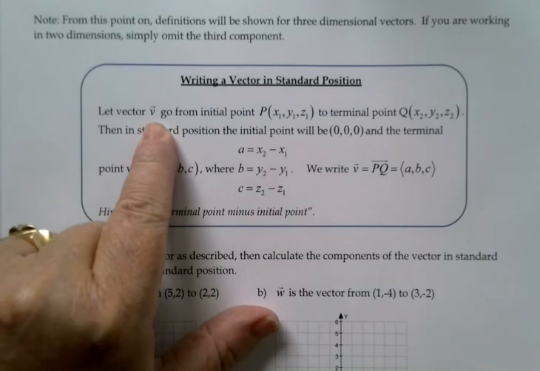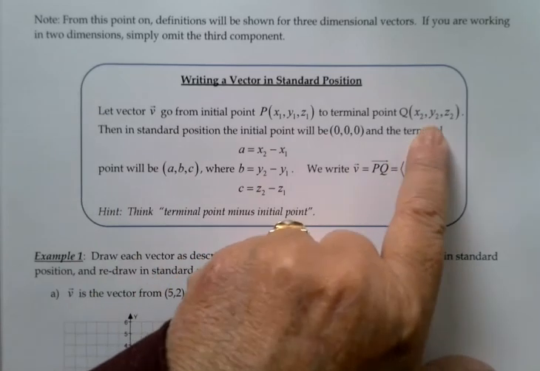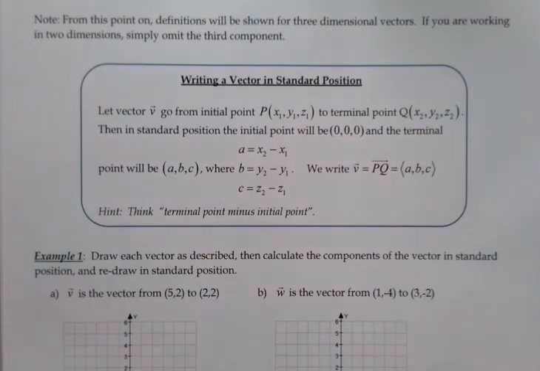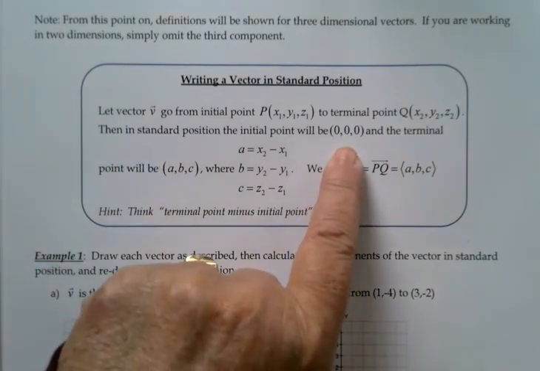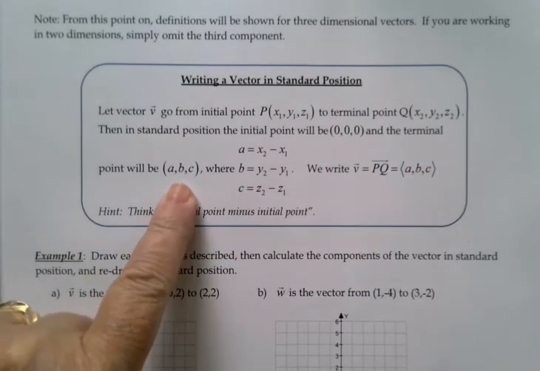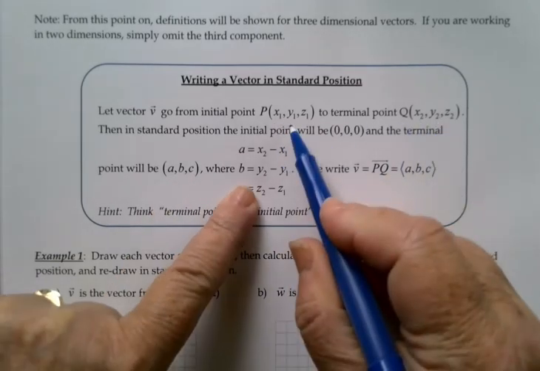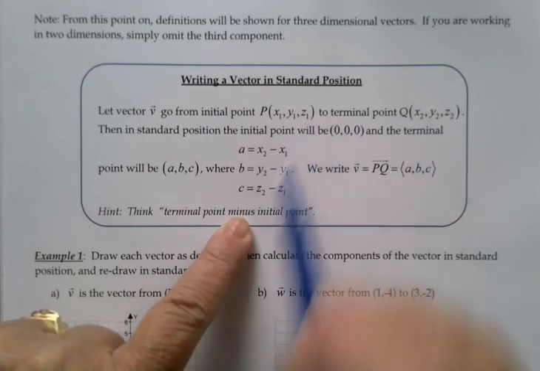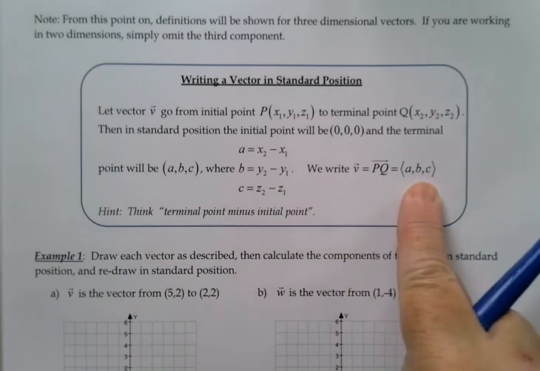So here we go. Let's suppose our vector v is a vector that goes from the initial point P to the terminal point Q. In standard position, of course the initial point is 0, 0, 0. That's what standard position means. And to find the terminal point, a, b, c, we just subtract x2 minus x1, y2 minus y1, and z2 minus z1. Our vector in standard position can then be written with the angle brackets, a, b, c.